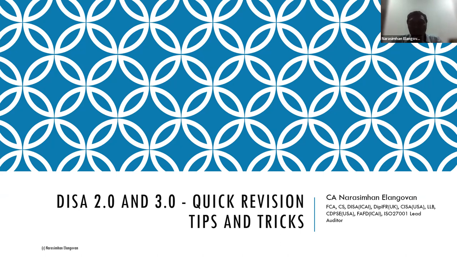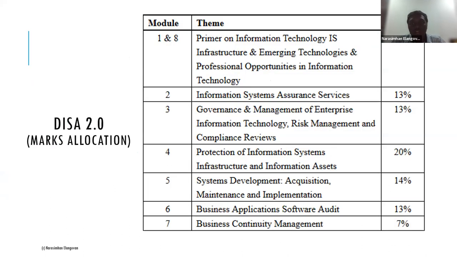So with that as a context, we are going to quickly look into the sweet capsules in terms of DISA 2.0 and 3.0. And one of the most common questions is, how do I get started? The first thing you need to get started is by understanding the marks. If you look from a marks perspective, DISA 2.0, which is the last exam proposed now, right? So the allocation is as below.